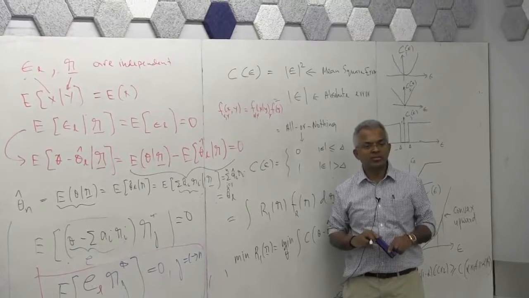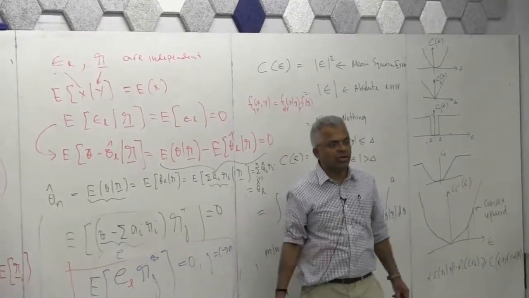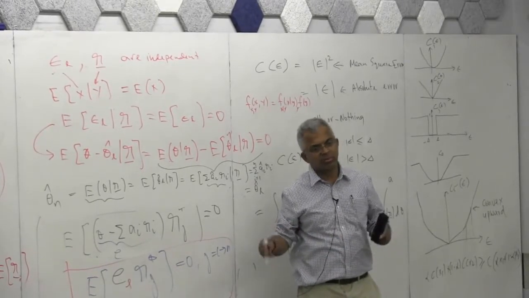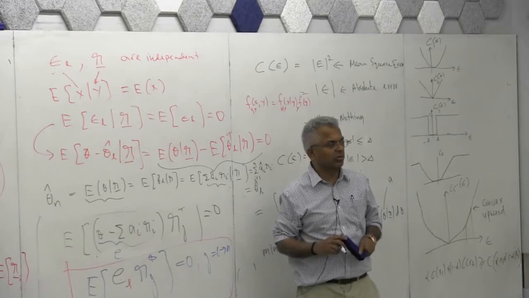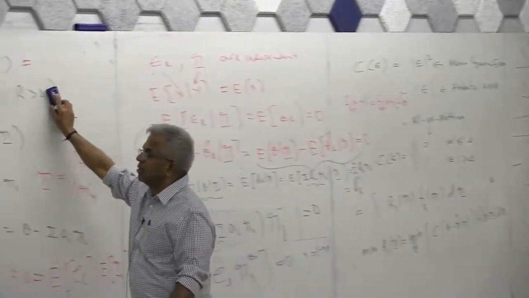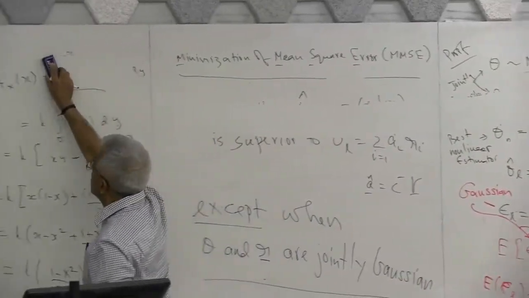What this means is if the data and the unknown quantities are jointly Gaussian, you can simply worry about the linear estimator. By trying nonlinear, you are not going to get anything better. All right, so that's good. Any questions?